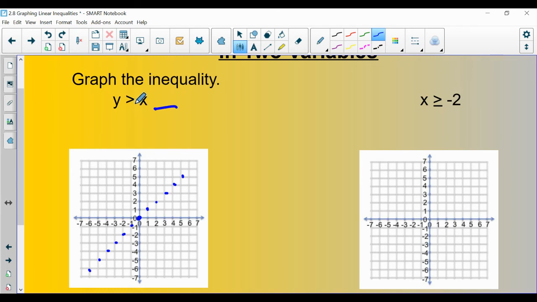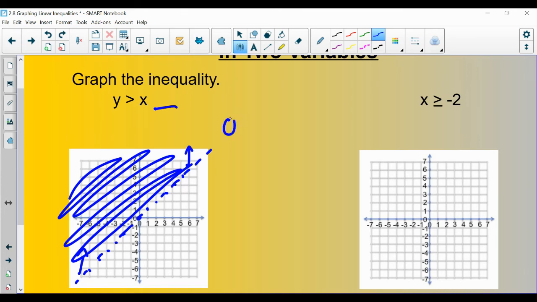We have to decide if we want a solid line or a dotted line, and this would be a dotted line. And then it's a greater than sign, right? Y is alone and on the left, and it's greater than, so then we shade above it.